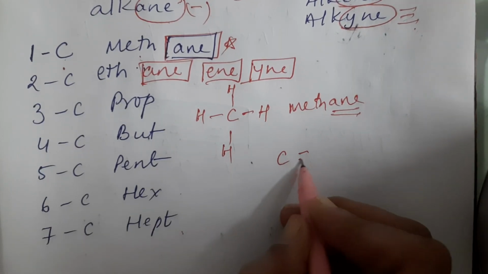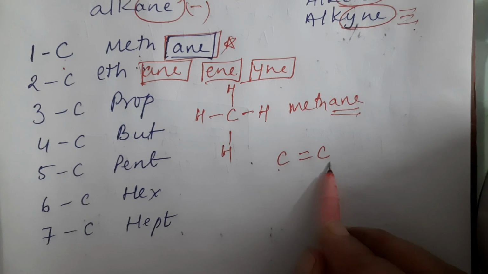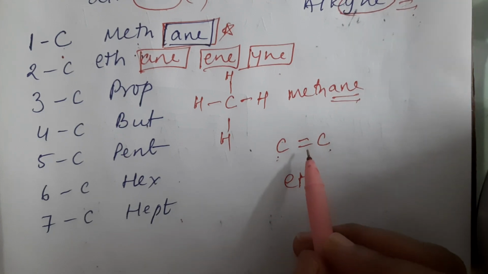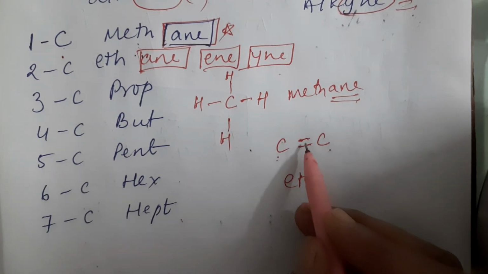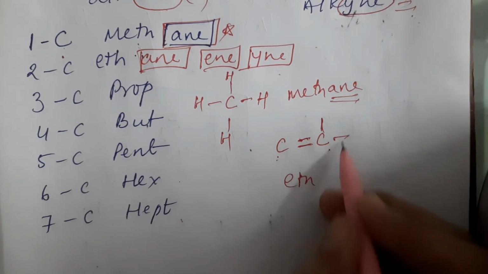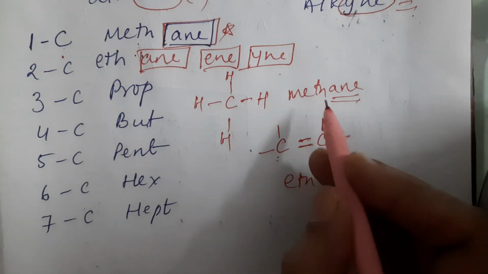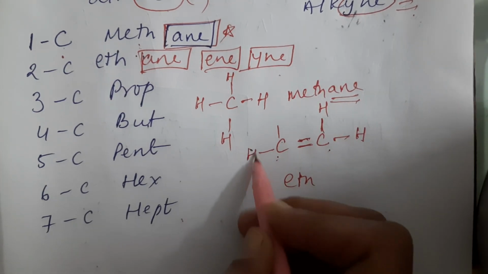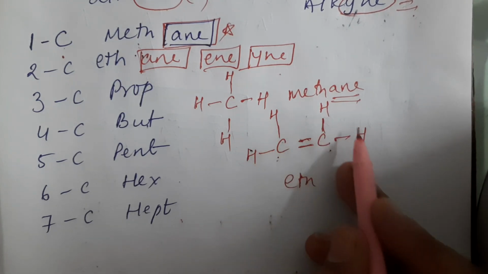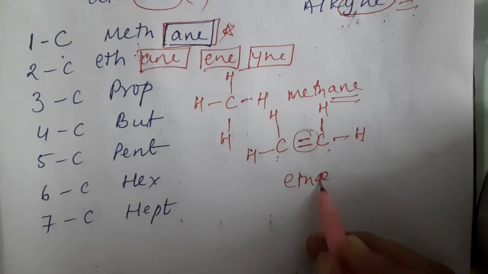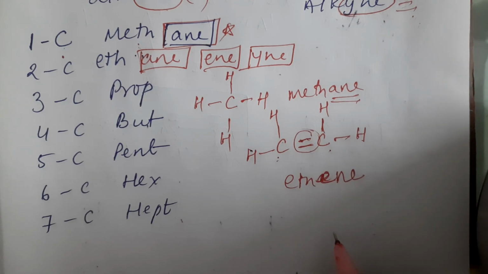Now if a double bond is there, first we need to count the number of carbons. Here 2 carbons are there, so we call it eth. Then next we need to balance the valencies. Here 2 carbons are there, 2 bonds are there, so we make it 4. Count and make 4. So now it has got 4 bonds. Already 2 got satisfied with carbon, so the rest 4 we satisfy with hydrogen. 2 carbons are there, so we call it eth-ane, and then since a double bond is there, we replace this with eth-ene.